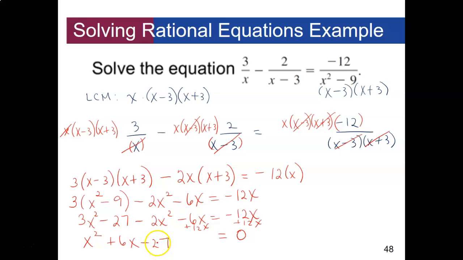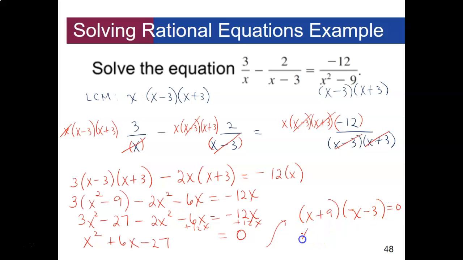Okay, so I have a quadratic here, and I can think about the methods of solving quadratics, which would be factoring, completing the square, quadratic formula, or just solving the simple quadratics. This one actually is going to factor. I need what multiplies to give me 27 and subtracts to give me 6. So that's going to be plus 9 and minus 3.